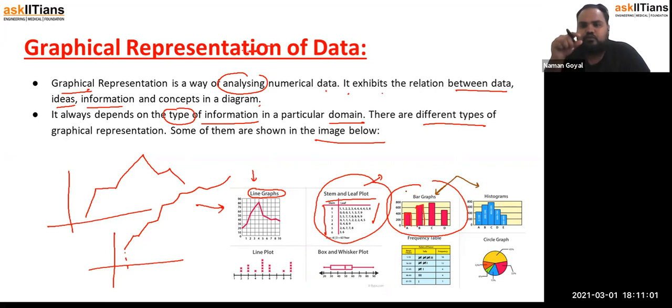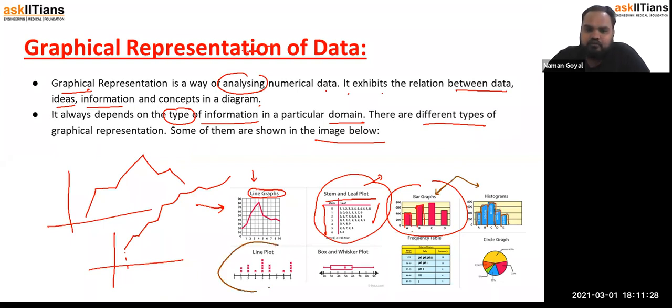Look, the difference is very small, right? Bars are used in both. The difference is what? The gap is present in a bar graph, but in a histogram there is no gap between two bars. Okay, look, there is no gap, one after one, right? Like this. Are you getting my point? So the gap is present in a bar graph, but gaps are not present in a histogram, right?